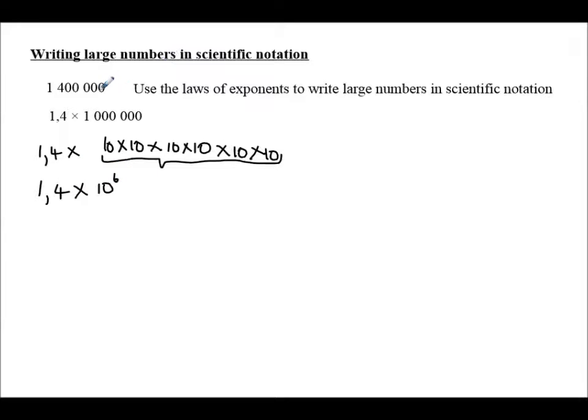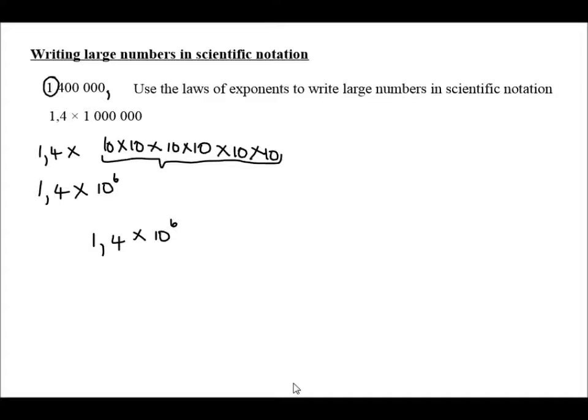Another way of looking at it, to write scientific notation, you always have one significant digit. So a significant digit is a 1, 2, 3, 4, 5, 6, 7, 8, or 9. A 0 is not a significant digit. So we have one significant digit, 1,4. If I put my comma here, my number hasn't changed its value. And the comma is going to move 1, 2, 3, 4, 5, 6 places to the left, multiplied by 10 to the 6.